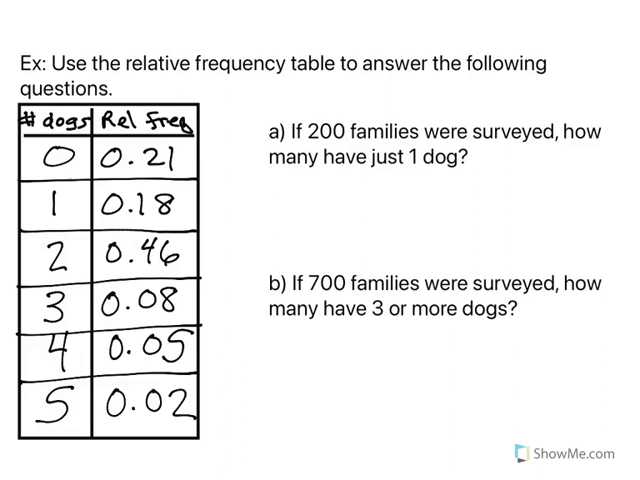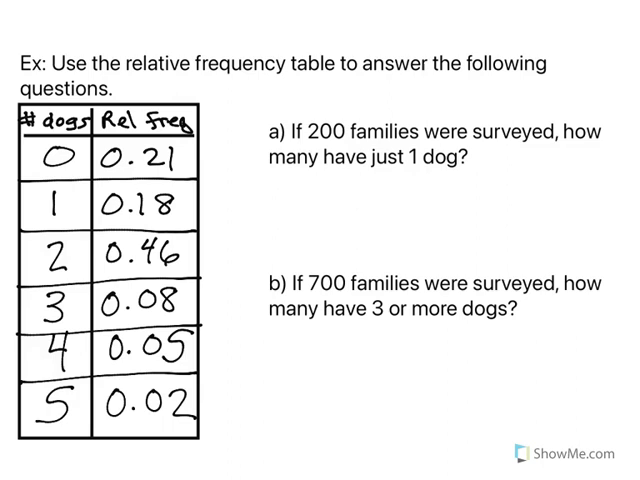Now let's use this. So we're given a relative frequency table, and we're going to answer 2 questions about this. You'll notice our relative frequency table, on the left our value is the number of dogs, and the right column is the relative frequency. So we can see we have 0 to 5 in terms of the number of dogs, and then the relative frequency of 0.21 for 0, 0.18 for 1, 0.46 for 2 dogs, 0.08 for 3, 0.05 for 4, and 0.02 for 5. So now let's look at the questions.